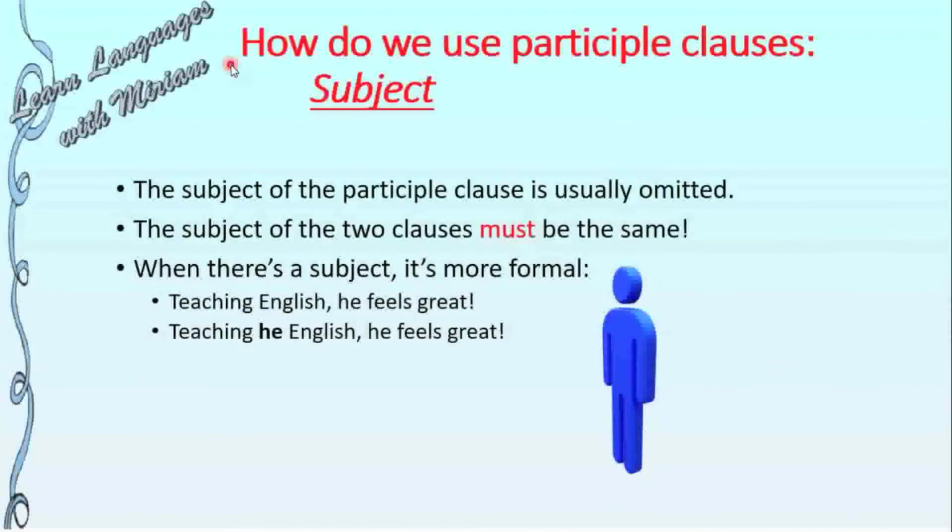So how do we use participle clauses? I'm going to explain the subject. The subject of the participle clause is usually omitted. We normally don't write the subject. The subject of the two clauses must be the same. We cannot change subjects. And when there's a subject, it's more formal.